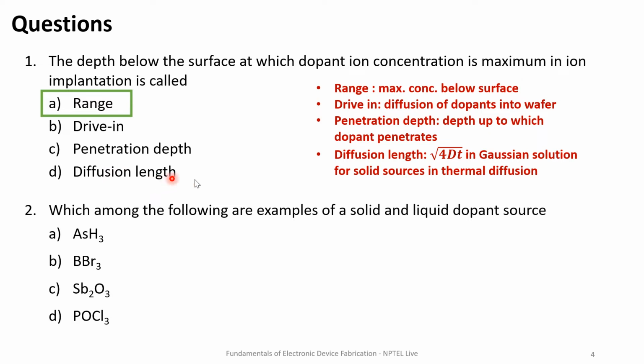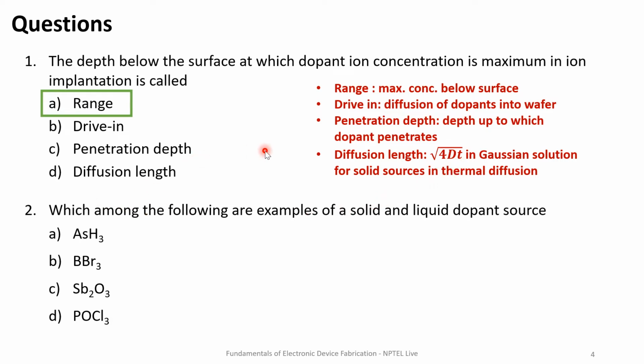And finally, we have diffusion length. You might have noticed in case of solid sources when it is used for thermal diffusion, there is a term of root of 4Dt. That is the diffusion length, where D is the diffusion coefficient and t is the time taken.